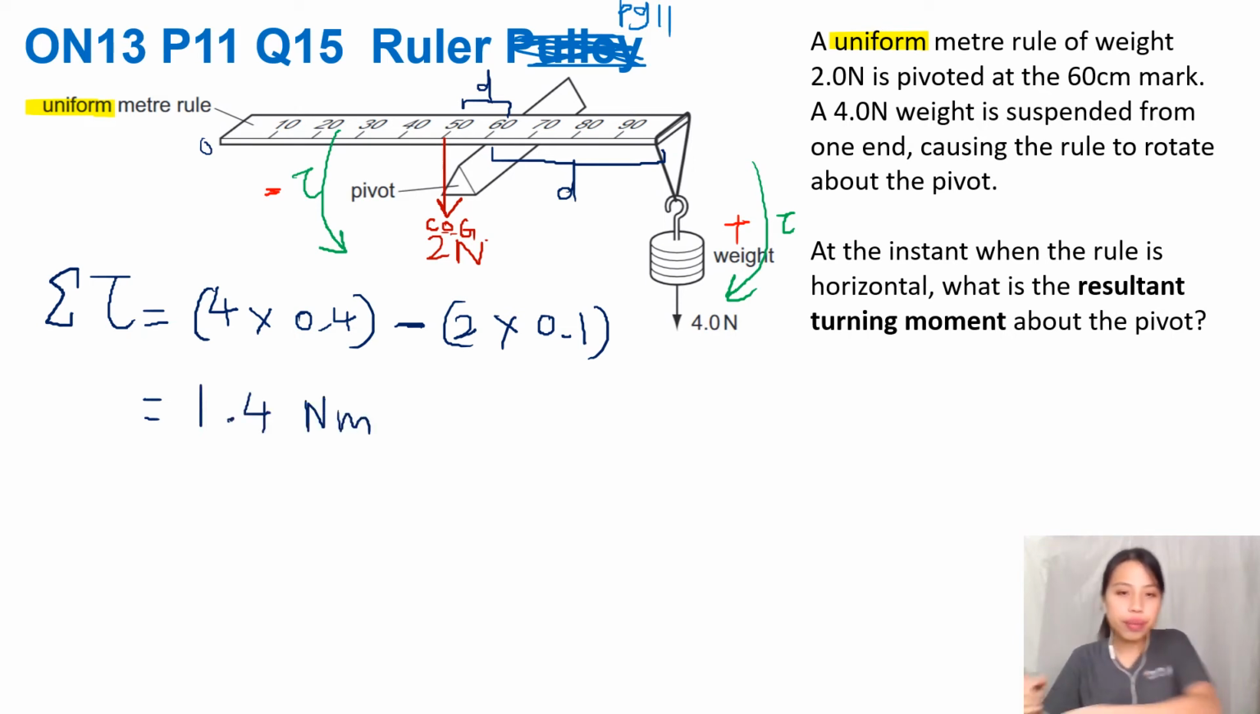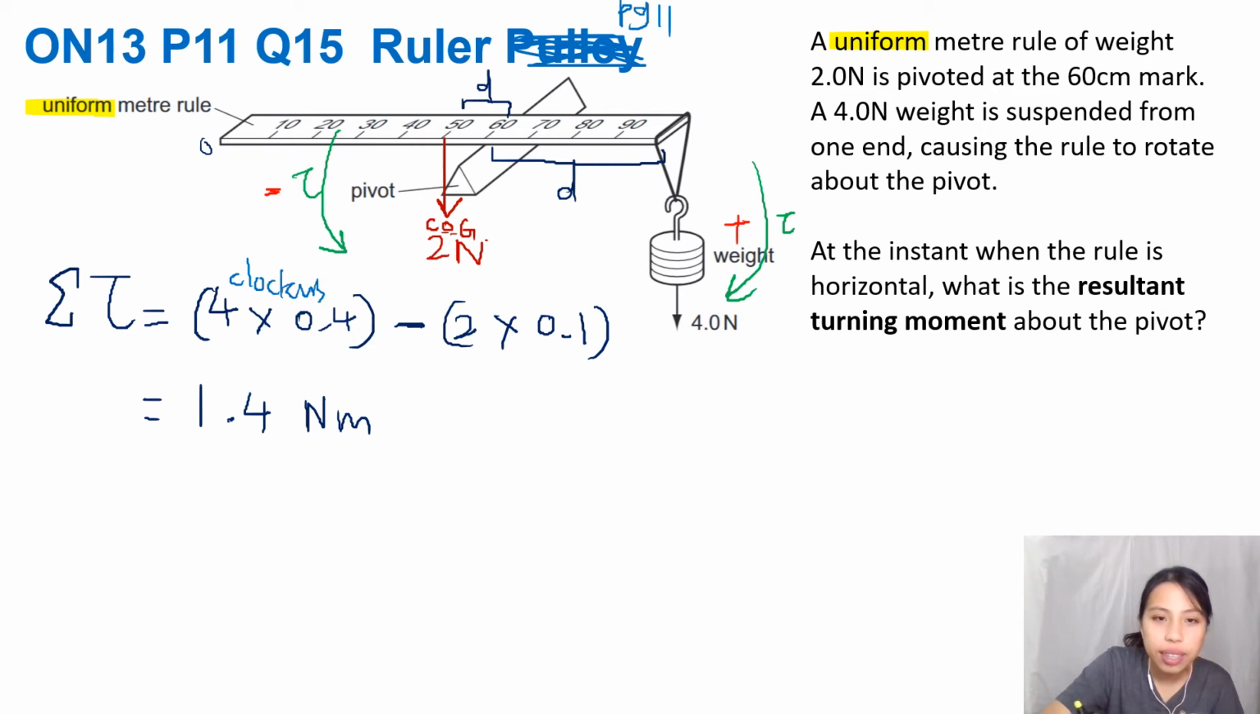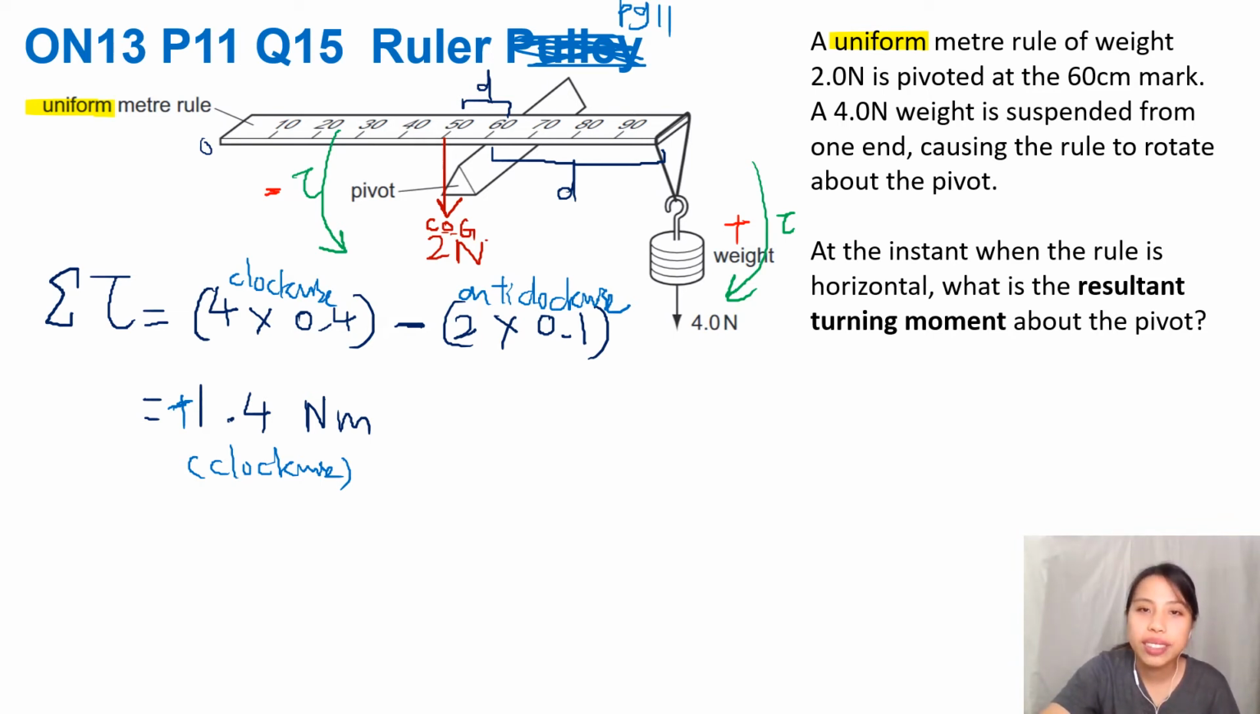A quick reminder: this is the clockwise torque, and this is the anti-clockwise torque. If you define your signs differently, you will still get 1.4, just with a negative, which will tell you which direction it is. For me, I said clockwise is positive, so this positive 1.4 basically means clockwise. It's going to have a net torque that is clockwise, so in the end, the whole ruler will still swing down. So that's the ruler question.